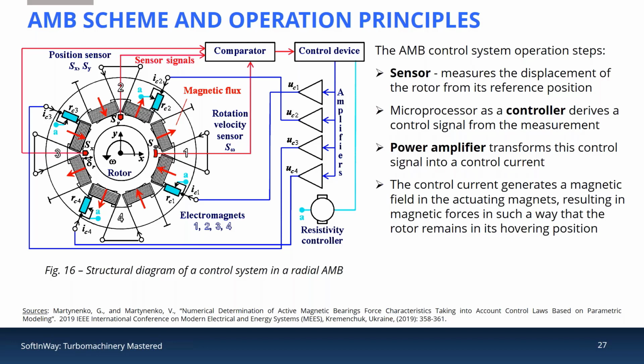The AMB control system operation includes the following steps. A sensor measures the displacement of the rotor from its reference position. A microprocessor, as a controller, derives a control signal from the measurements. A power amplifier transforms this control signal into a control current. The control current generates a magnetic field in the actuating magnet. This results in magnetic forces which hold the rotor in its governing position, and also the controllability allows us to change stiffness and damping parameters of these types of bearings.